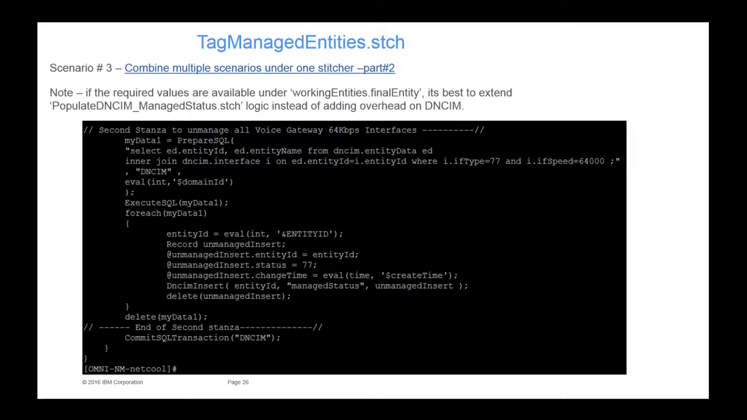But these columns are actually available under working entities. So the better option for this scenario is to extend the logic under the default stitcher rather than acting on DNSIM. That reduces the overhead. It may even save time in terms of the phase-1 processing time in the discovery. So always make sure that if your logic requires the connectivity tables and whatnot in the DNSIM, only then come to this phase. But if your attributes are available in working entities, try to make use of the default stitcher and extend it.